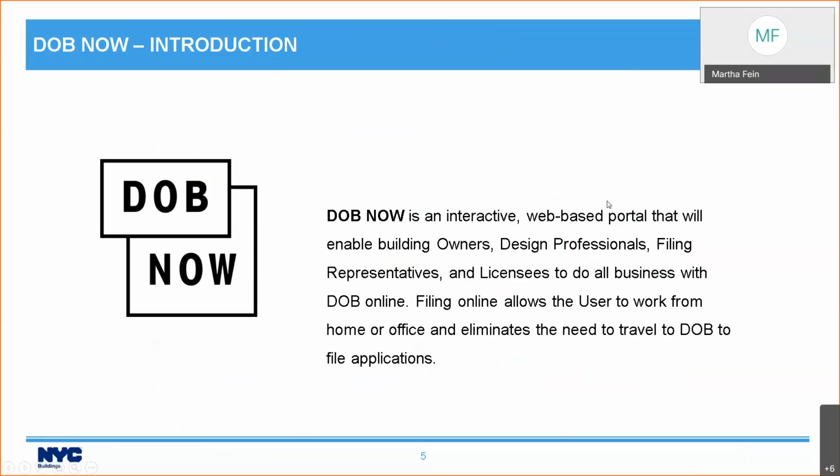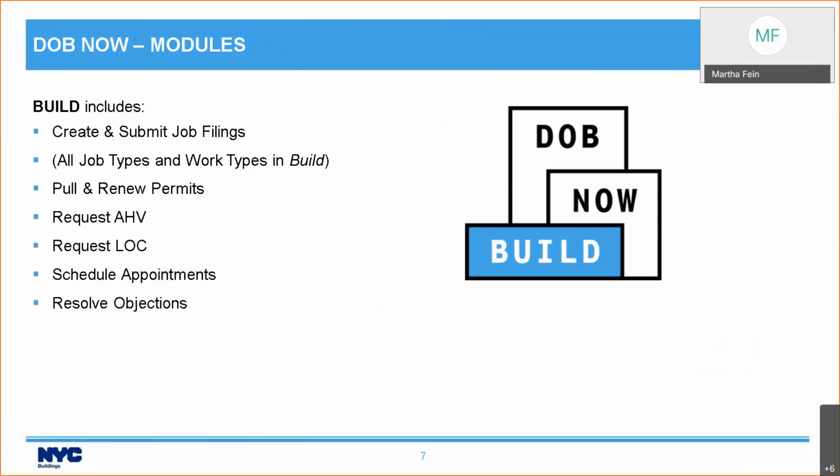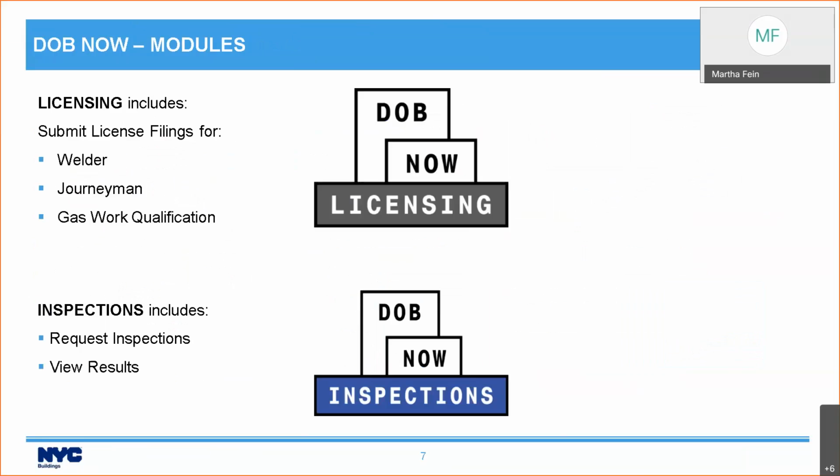So since most folks seem to be familiar with DOB Now, I'm going to go quickly through this section, but basically it's a web-based portal to do the things that you used to have to do in paper. There are 6 modules within DOB Now. Today we're focusing on DOB Now Build, which is where you create and submit job filings for all job types and work types that are available. Pull and renew permits, request AHVs, request LOC, schedule appointments, and resolve objections.